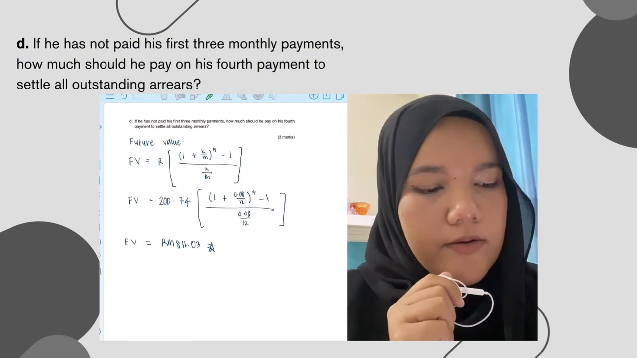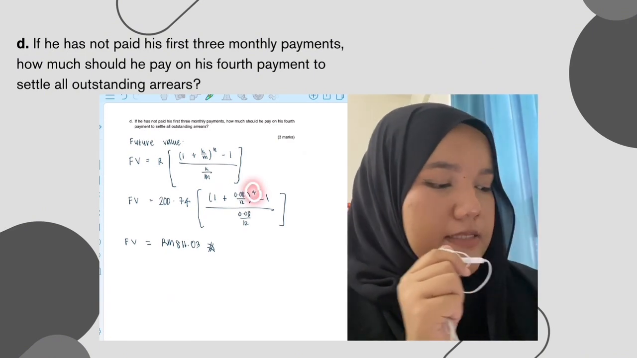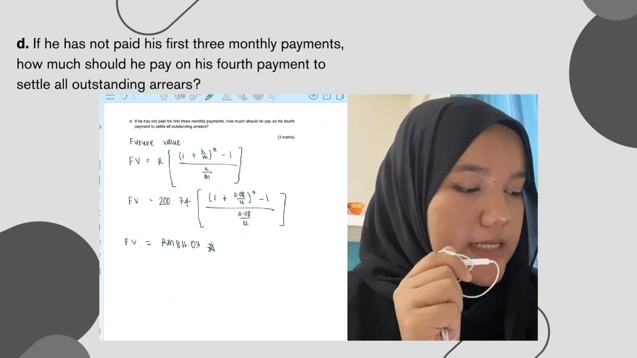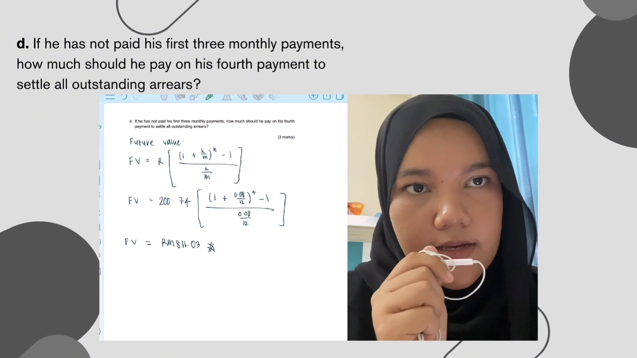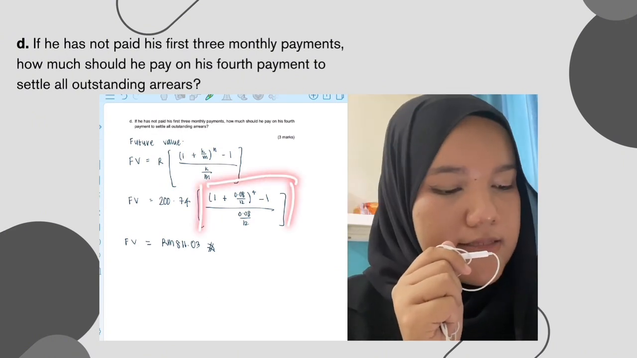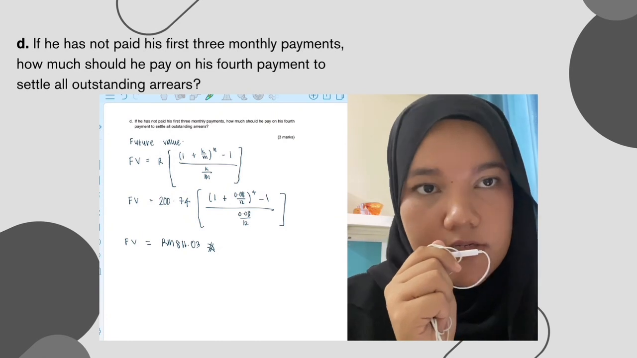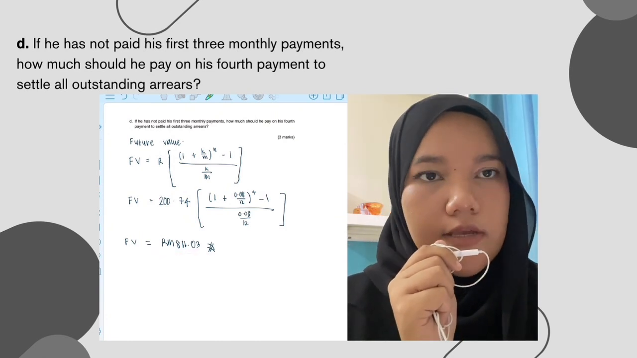because it said monthly, compounded monthly. Now, for number of payments, which is N, it should be 4 because the question asks how much should he pay on his 4th payment. So N equals to 4. So it would look like this. Now, calculating all of this at once, we should get 811 ringgit and 3 cents.